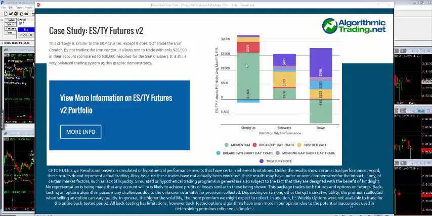The momentum once again helps out in the bull, takes away some in the bear market conditions, but then these other algorithms kind of make up for those losses so that we still have a really high expectation for it.